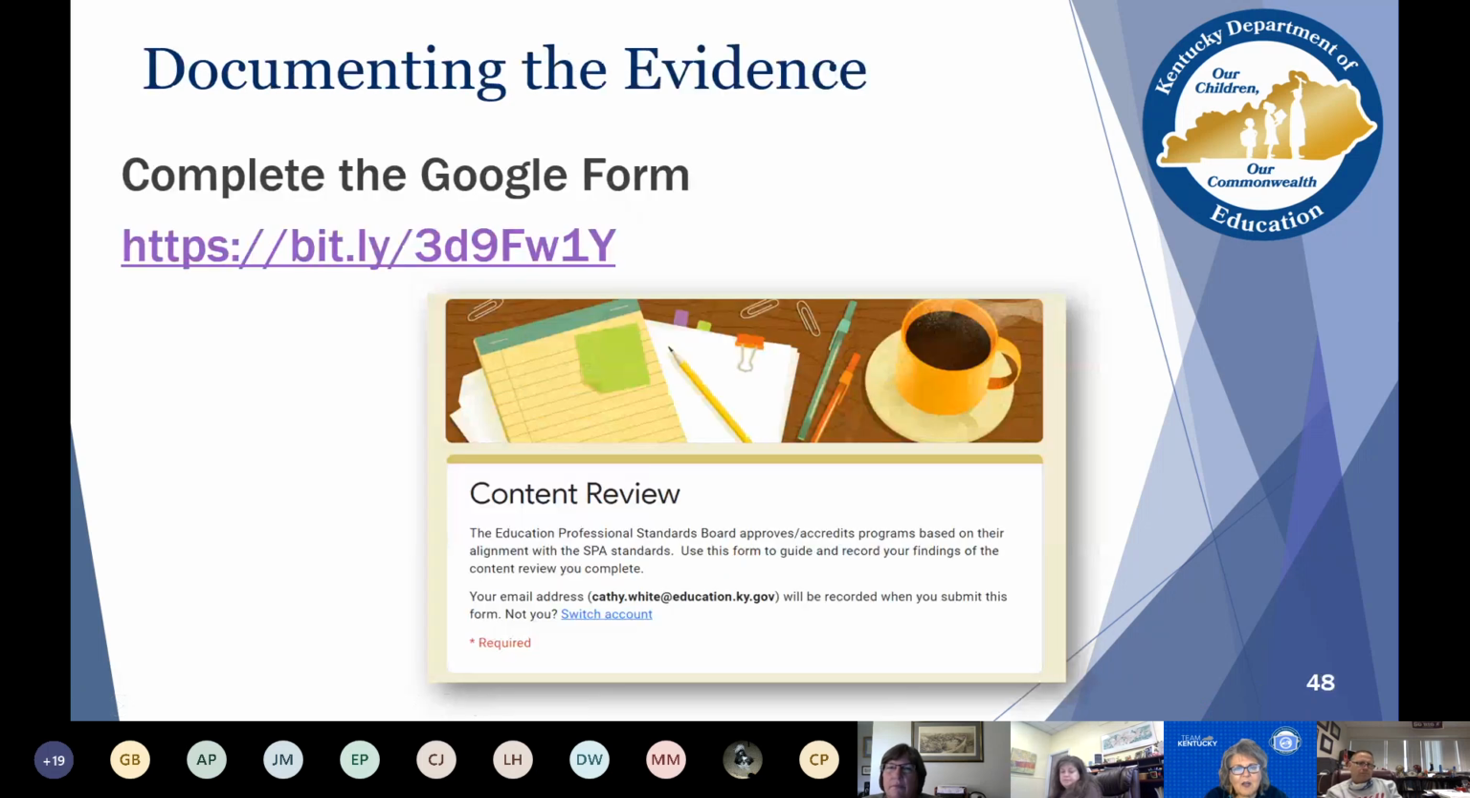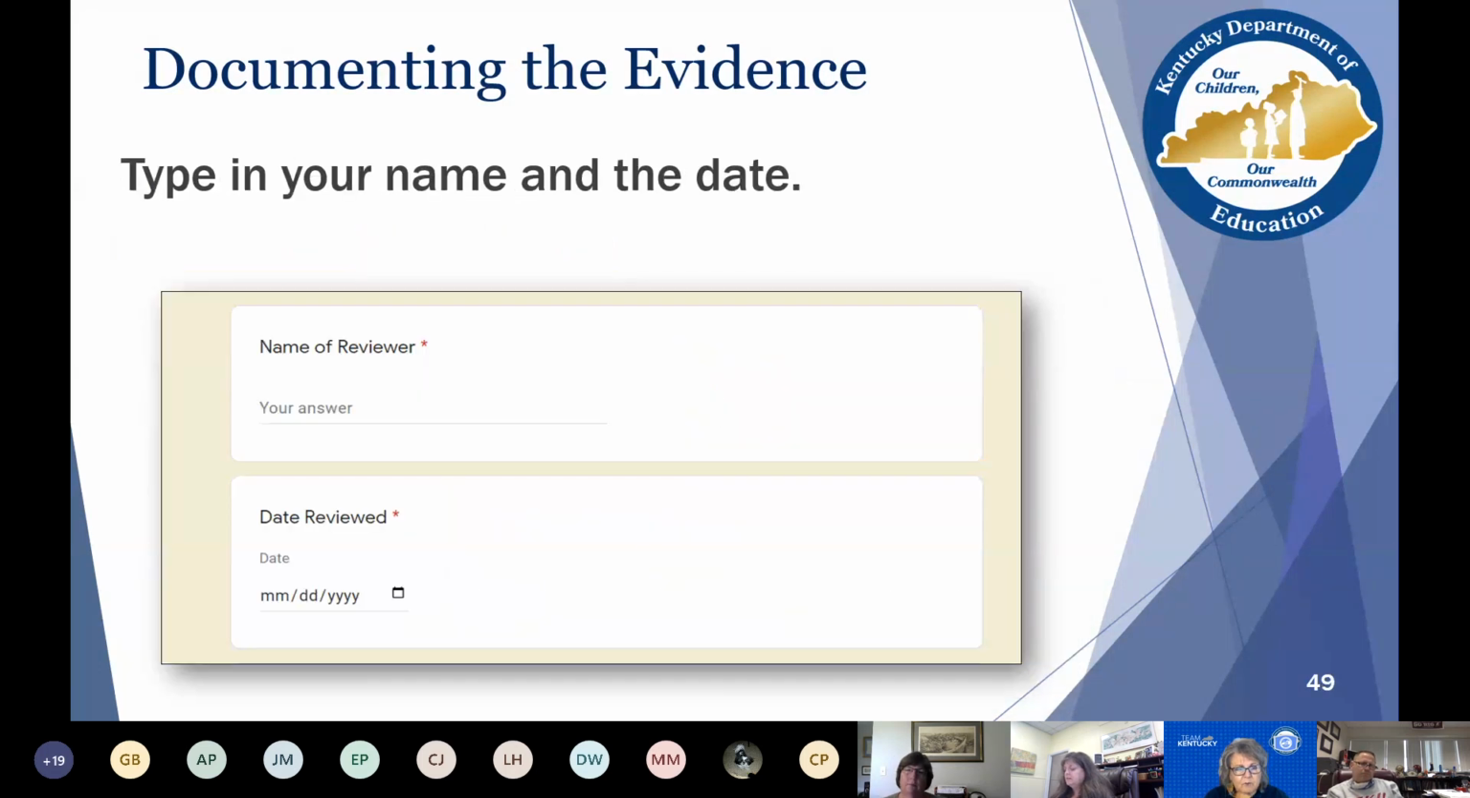So we're talking about how you're going to be able to document the evidence. If any of you want to, while we're talking, just go ahead and type in this URL. You can have a look at the form. You can even play around if you want. I don't think we're going to have enough time at the end to do some of the practice that we thought we would, but if you want to look at the form, you're more than welcome to do so.